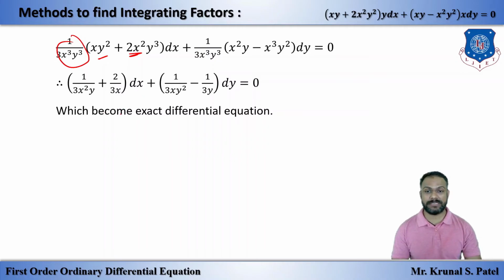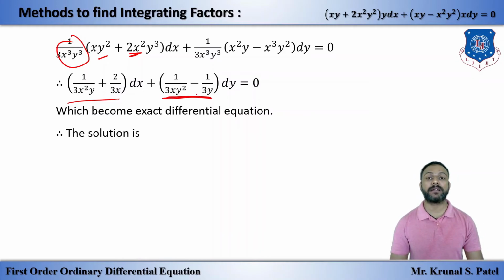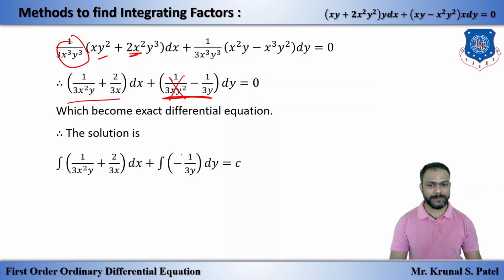Now, if this is exact, then what is the solution? So the solution is integration of this by treating y as a constant, but we will not remove any term. Okay, but whenever we take this, we take the term free from x. That means this term will not be included, only this term is included. So we have this. Now integrating with respect to x.